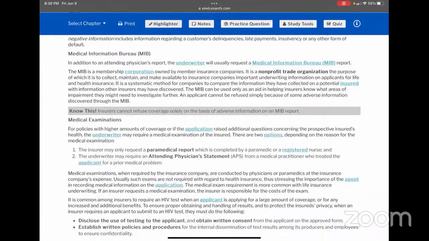Usually, such exams are not required with regard to health insurance, thus stressing the importance of the agent in recording medical information on the application. The medical exam requirement is more common with life insurance underwriting. If an insurer requests a medical examination, the insurer is responsible for the cost of the exam.